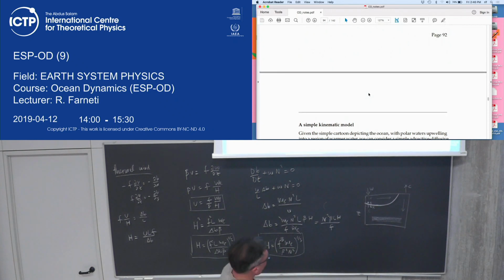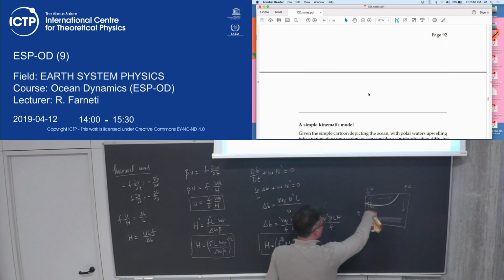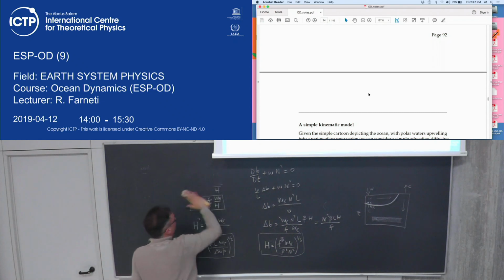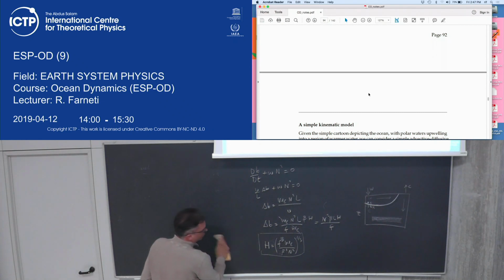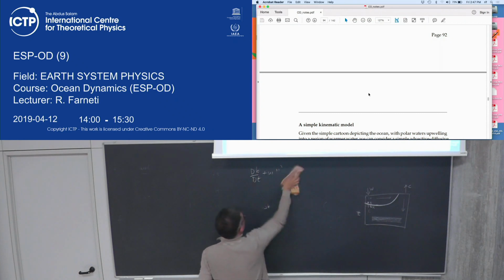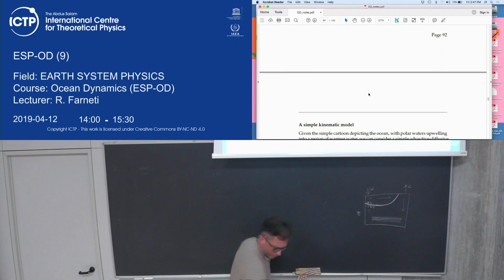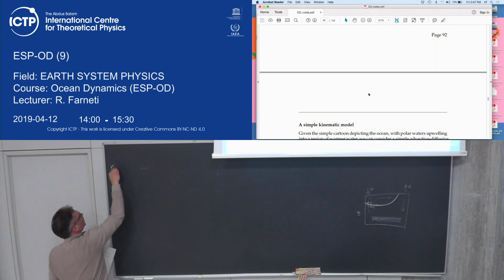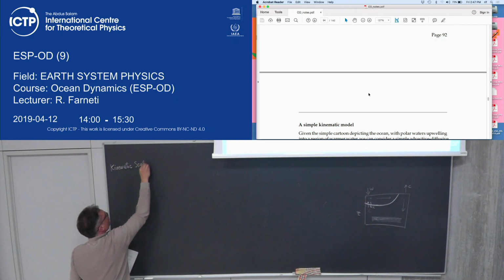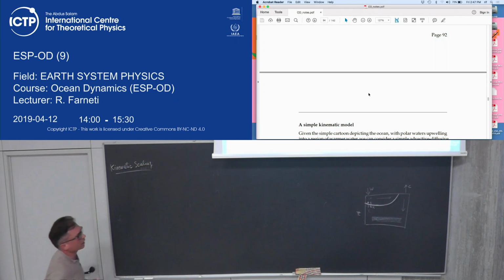Given this very simple picture, if we think about this balance between upward motion and diffusion, then we can start to think about a different scaling for the depth of this thermocline. And it's going to be a kinematic scale.